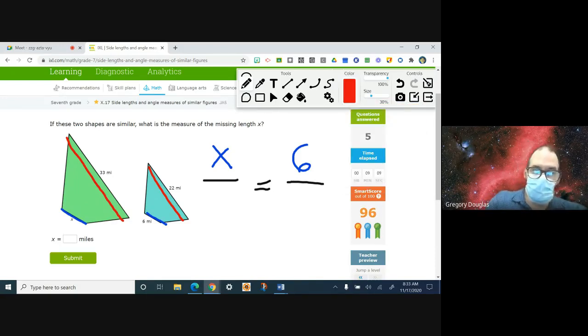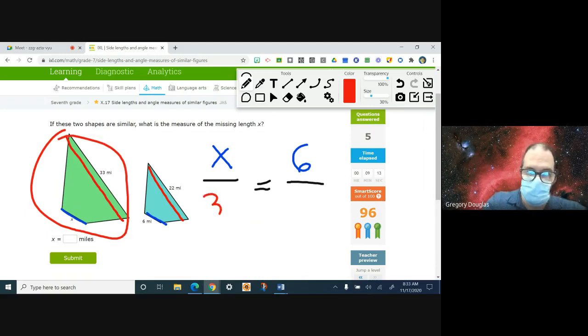All right, so let's go back to red. So X is in this shape right here. So I'm going to put the 33 with the X. The 6 is with the 22. Okay.